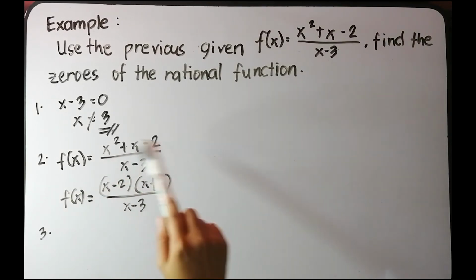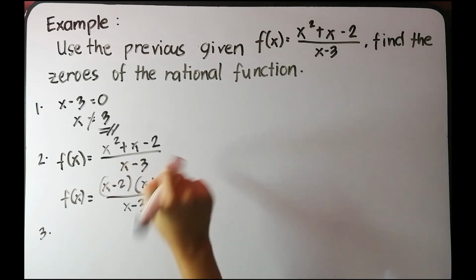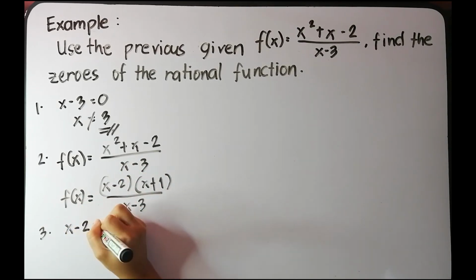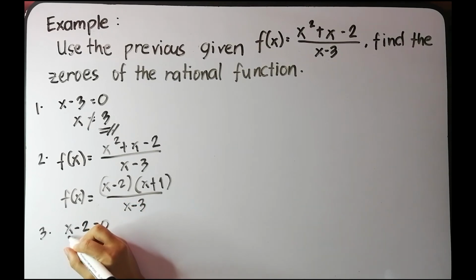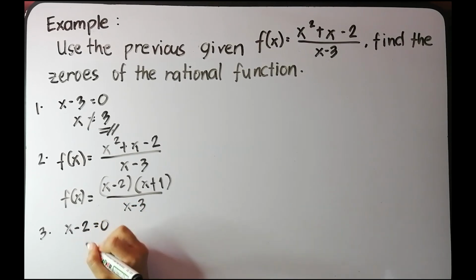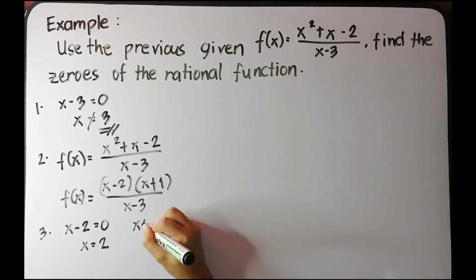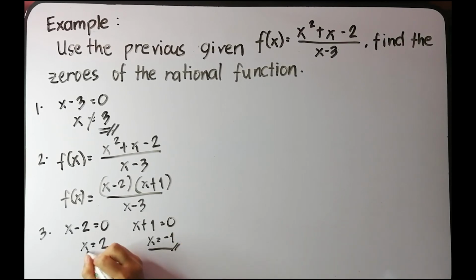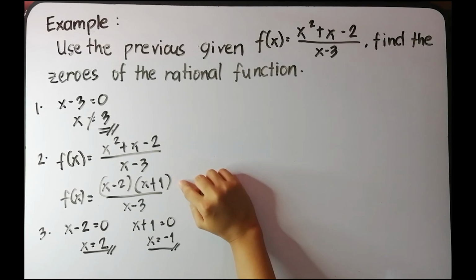For the third step, we're going to identify the values that will make your numerator equal to 0. What are the factors in our numerator? We have x minus 2. Let's equate that to 0. So we have x minus 2 equals 0. Transposing negative 2, we have x equals positive 2. Next, we have x plus 1 equals 0. Transposing positive 1 to the right side, we have negative 1. So these are the values that will make your numerator equal to 0.